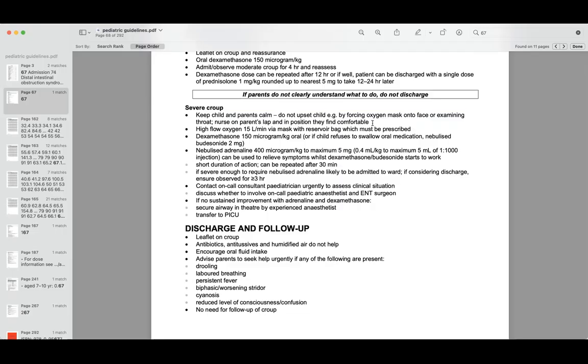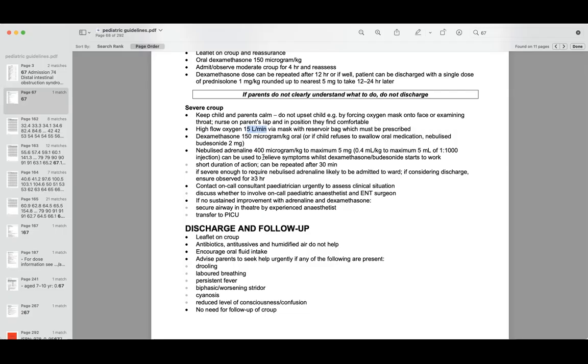They keep the child on the parent's lap in an upright position, or in a position they are comfortable. Usually start with high flow oxygen, 15 liters per minute via mask with reservoir bag, and dexamethasone again 150. If they don't tolerate it orally, you will go for budesonide 2 mg.